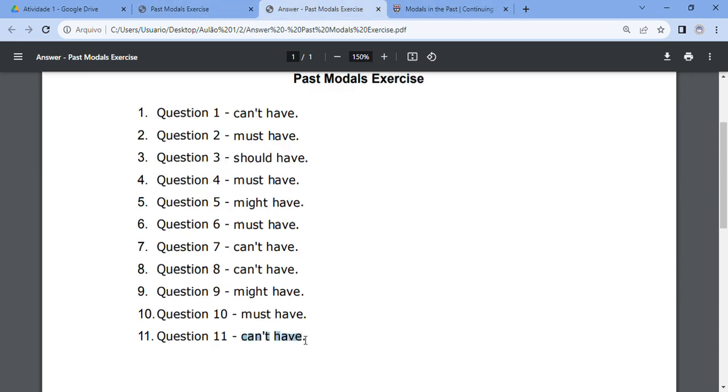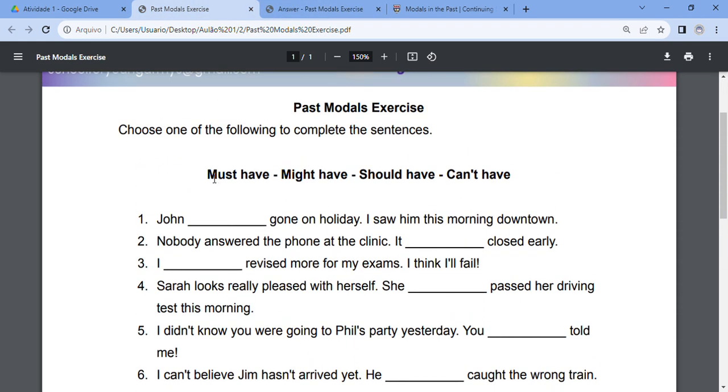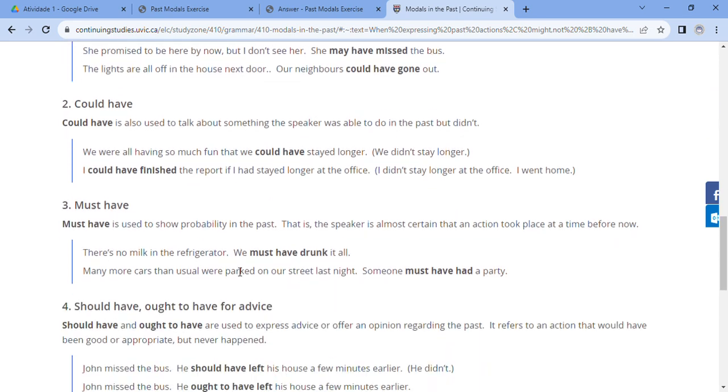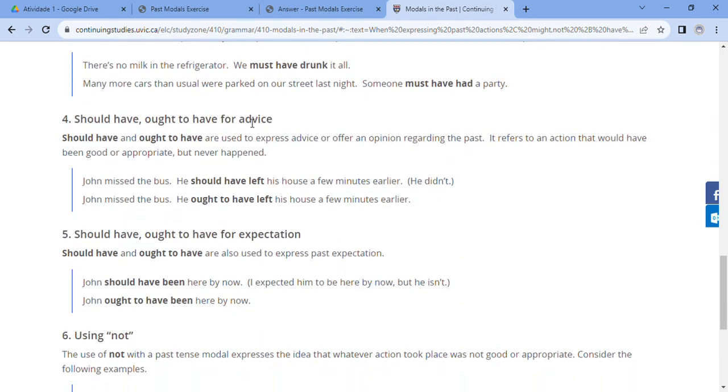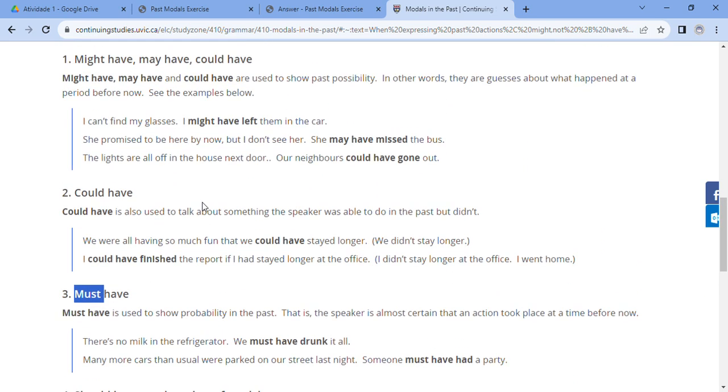Okay, so that's it. I hope you guys understood the difference, especially between must and might, because should is a really specific situation, because you are using it for advice, or to express an offer, or for expectation. So you need to understand the situation and what the person is talking about. But might and must, you need to really pay attention to the context, if it's a possibility or if it's a probability. Okay.